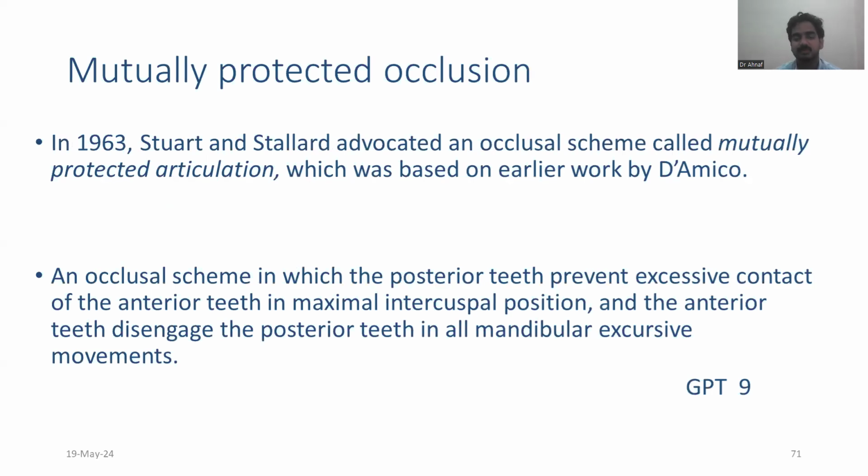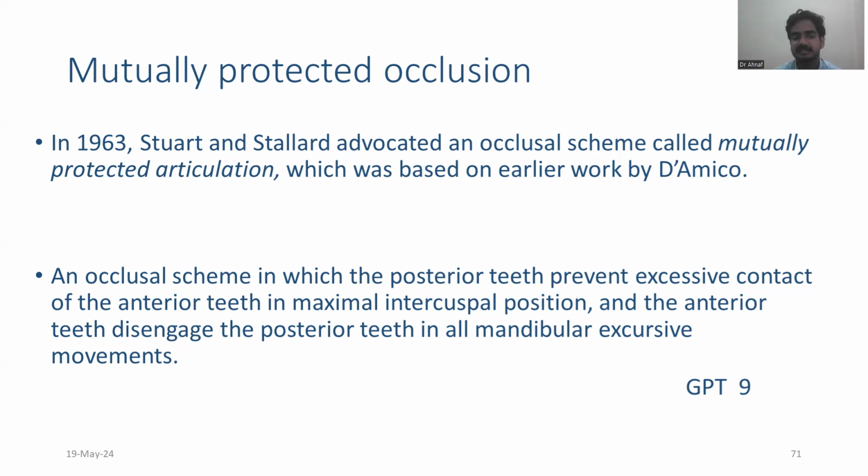Let's move to the mutually protective occlusion. What is a mutually protective occlusion? Like the term says, mutually protected. The anterior teeth are protecting the posteriors and the posterior teeth are protecting the anteriors. So when the patient bites in centric relation, there is only contact of posterior teeth, and anterior teeth will disengage. And during any protrusive movement, only the anterior teeth will come in contact, and the posterior teeth will have separation. So the anterior teeth are protecting posterior and posteriors are protecting the anterior.